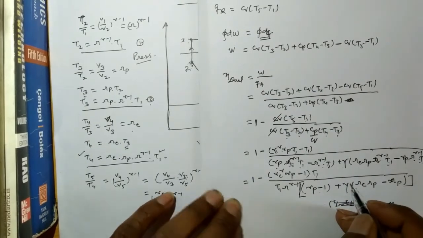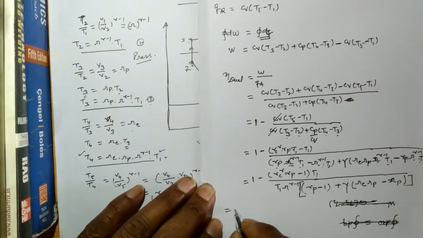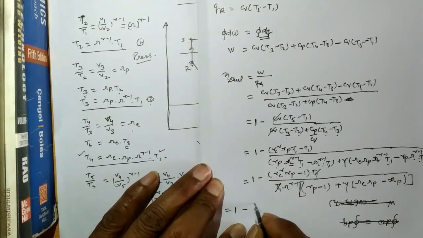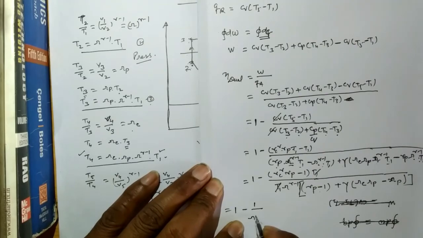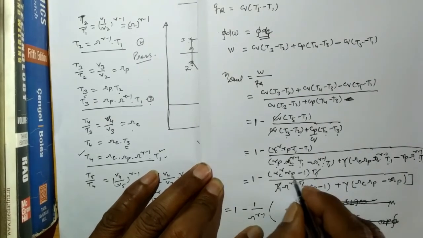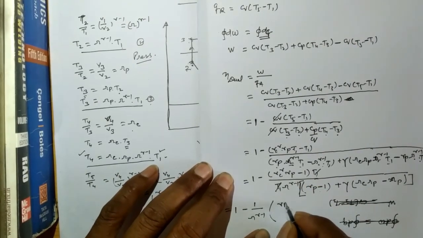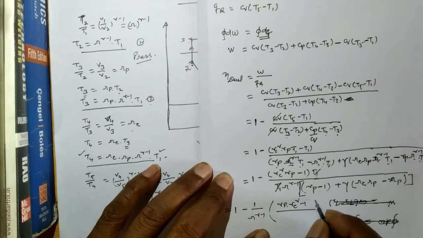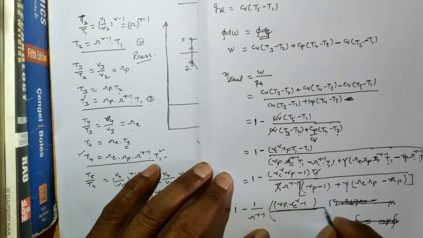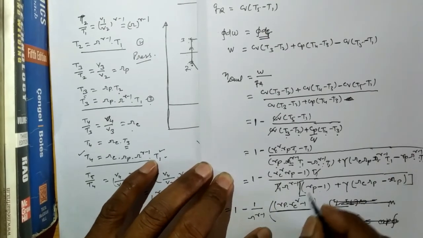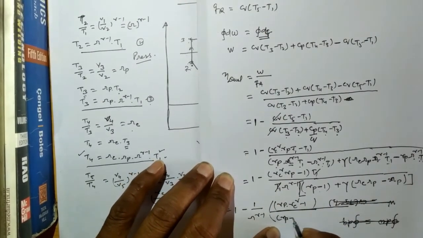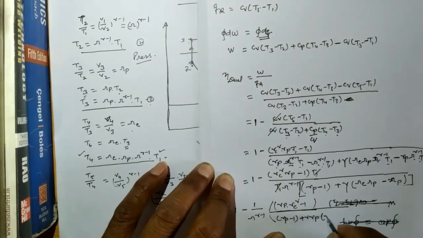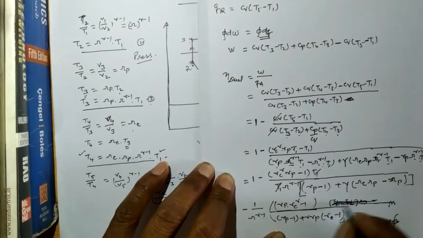That will equal 1 minus, T1 is cancelled, 1 by r power gamma minus 1 and Rp Rc power gamma minus 1, and the remaining term is Rp minus 1 plus gamma Rp (Rc minus 1). Rp is common, Rc minus 1. That is our value.